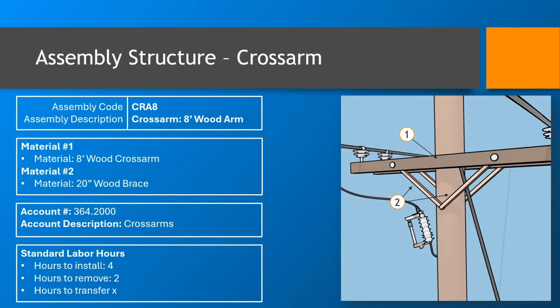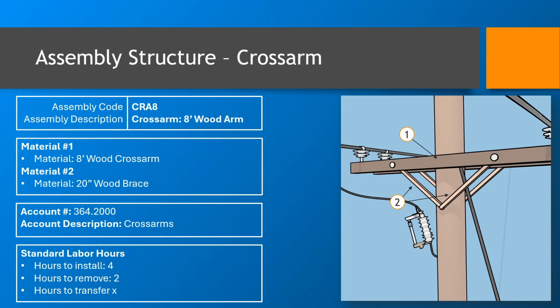Within this assembly, it's comprised of two different materials. The first material is the 8-foot wood crossarm, and the second is two 20-inch wood braces. One of the main benefits of assemblies is you can track multiple materials with different quantities in one assembly. This allows you to enter one assembly record instead of 3 separate records for each individual material.